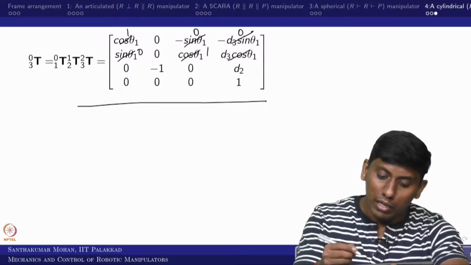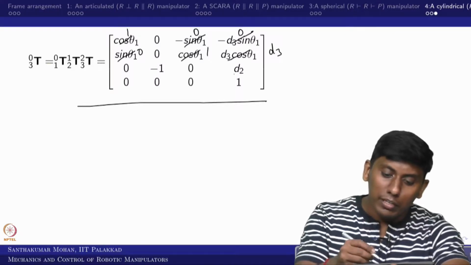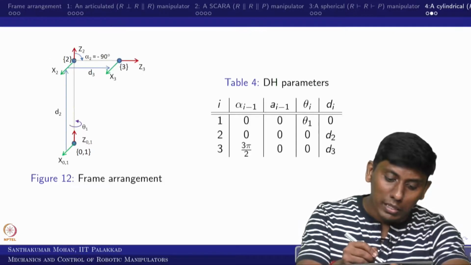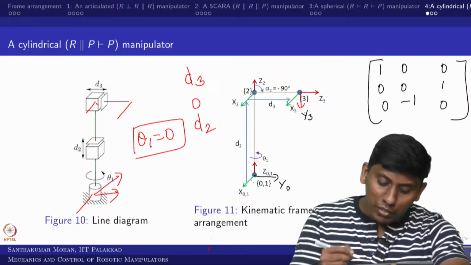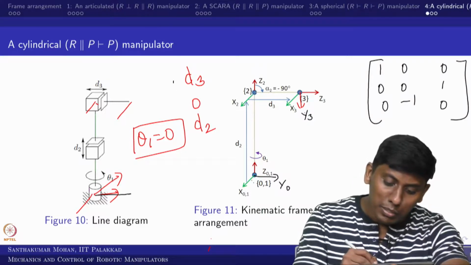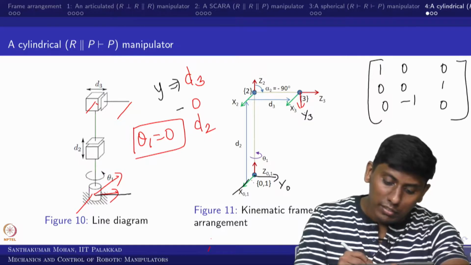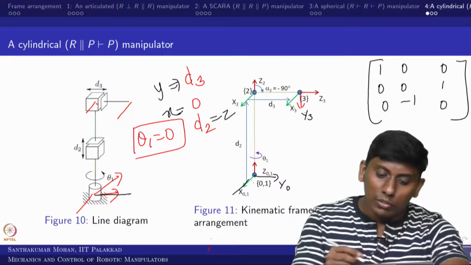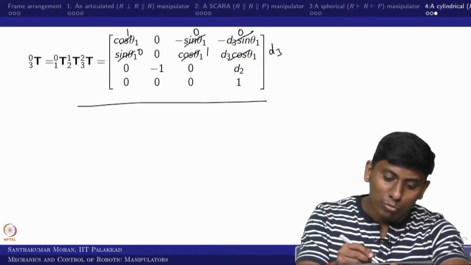This becomes d3, and this becomes d2. So we made a small mistake there. Please correct it, because conventionally we took it this way. You can see this displacement, which is d3, is supposed to be in the y axis, because we take x this way. So this is y, and this is x, and this is z. I hope now you are clear. That's why there is a swap.